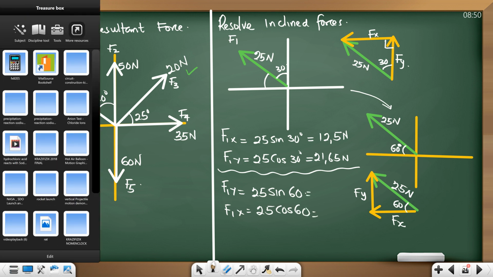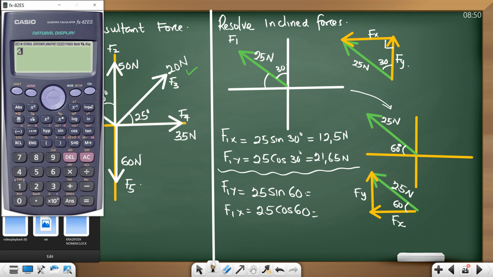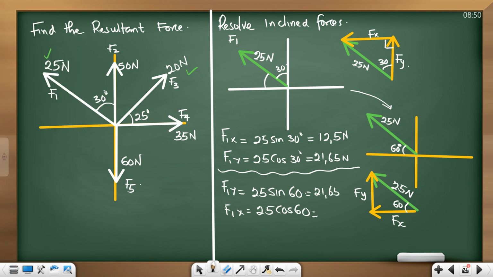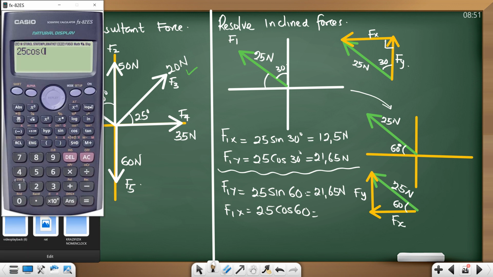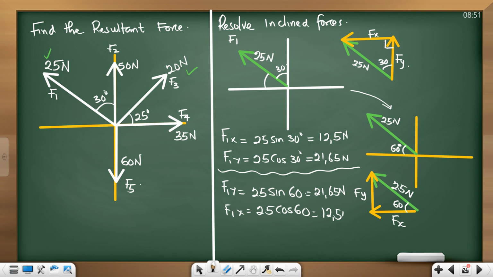Let's check the calculators and see. What is F1y? 25 sine 60, 21,65. And what is F1x? 25 cos 60, and that gives me 12,5. Do you notice my answers are the same? F1y is the same. F1x is the same. So the angle plays a big role, and we're just using maths. Because it's 90 degrees, if that one is 30, the other one should be 60.